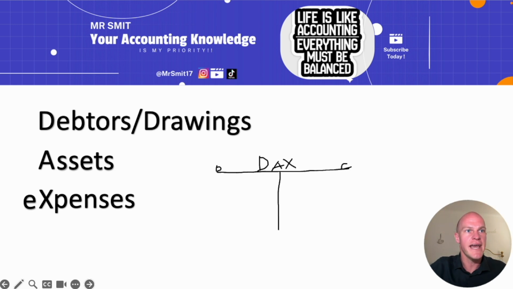Right. So DAX means that everything on the debit side goes up. So it increases in value on the debit side. On the credit side, it means it goes down. That's what DAX is. That's how you will remember. Everything that's in terms of debtors or drawings increases in value on the debit side. Also for assets, also for expenses. And any number that goes to the credit side decreases the value of DAX.